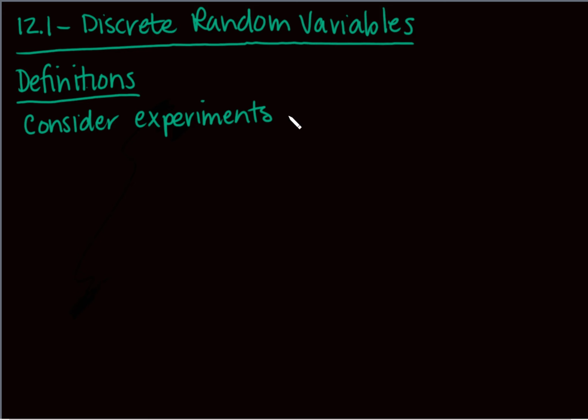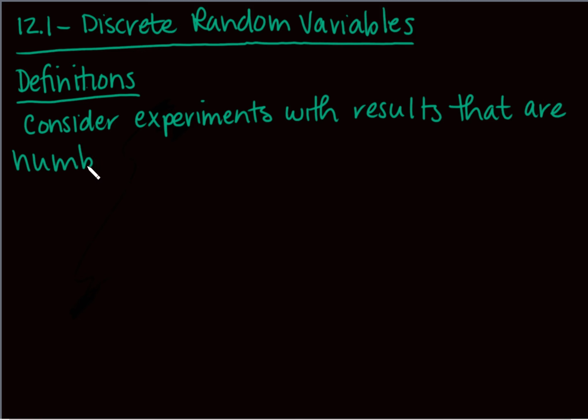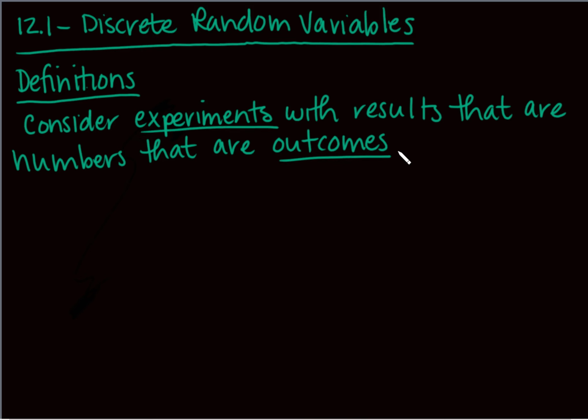So consider experiments with results that are numbers, and we're going to call those numbers the outcomes. Okay, so here's the idea. I can't help myself. So we have experiments and we have outcomes.